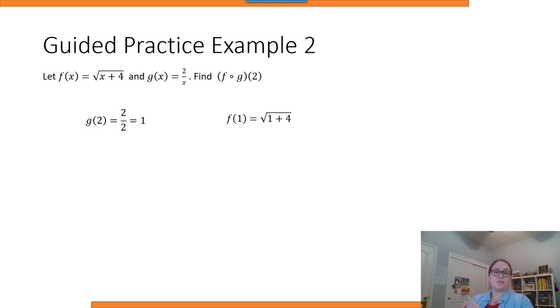So if I plug that into the function f of x, I get the square root of 1 plus 4, which is the square root of 5. So f composed with g of 2 is the square root of 5.